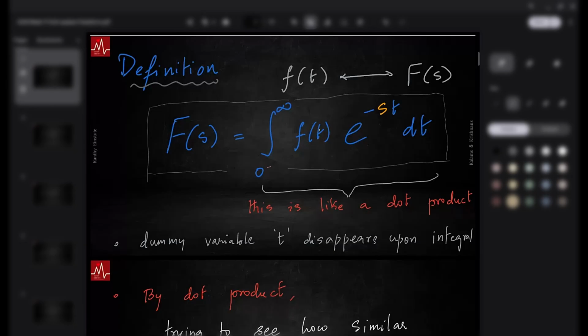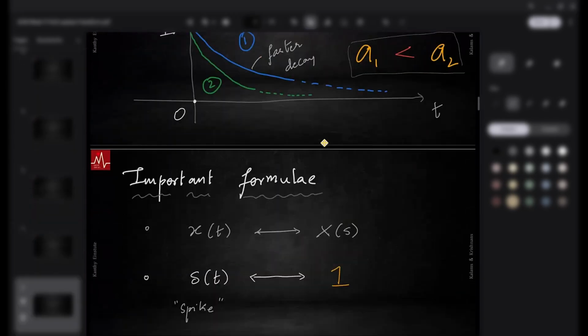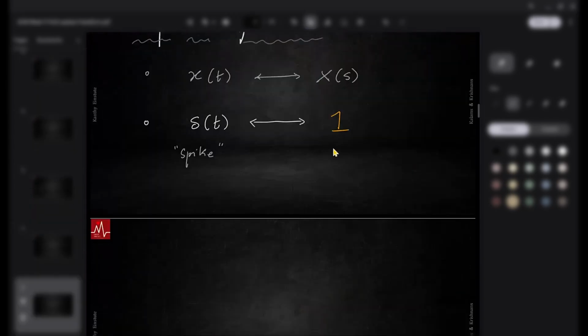U of t is important, okay. So when you substitute delta of t, this integral just becomes 1. Okay, you could remember it that way. Spike, your Laplace transform is 1.